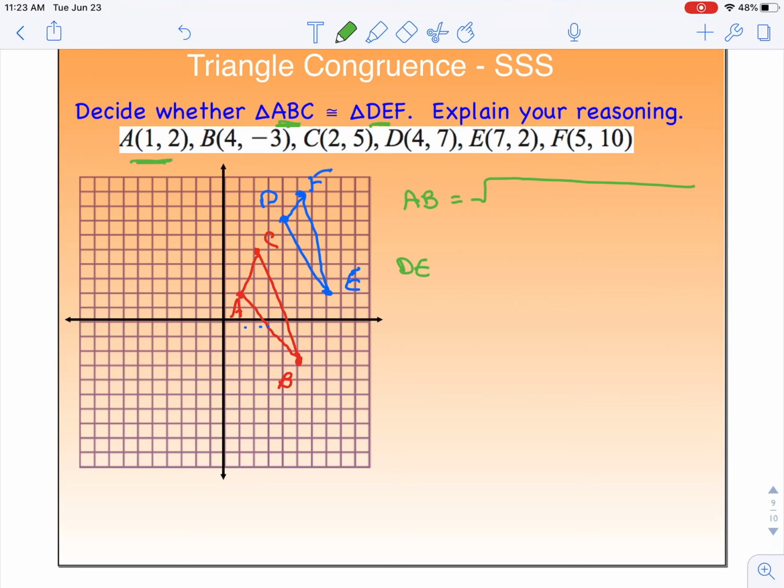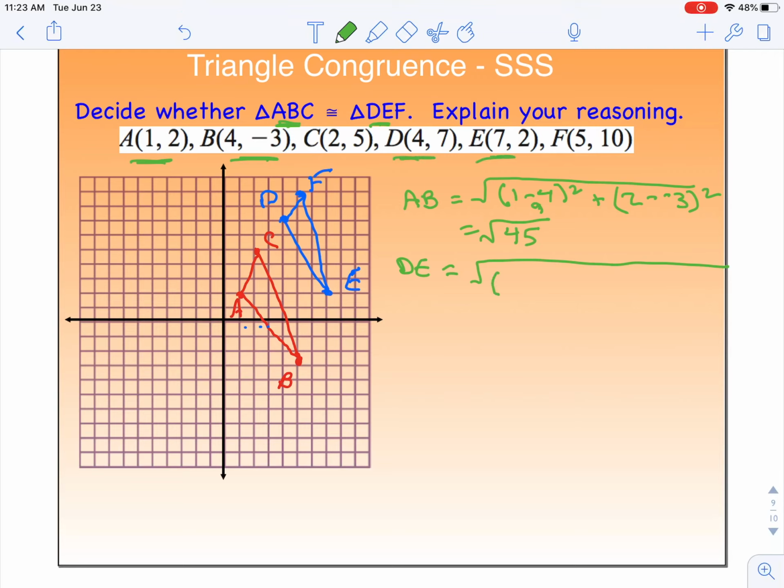So here is A, and here is B. First I'll take the difference in the x's, so 1 minus 4 squared, plus the difference in the y's, 2 minus -3 squared. That's going to be -3 squared, which is 9. And this is going to be 5 squared, which is 25. So 25 and 9 is 34. So this is the square root of 34. Now I could get a decimal for that, but I really don't need to, because all I need to do is see if DE is the same length.